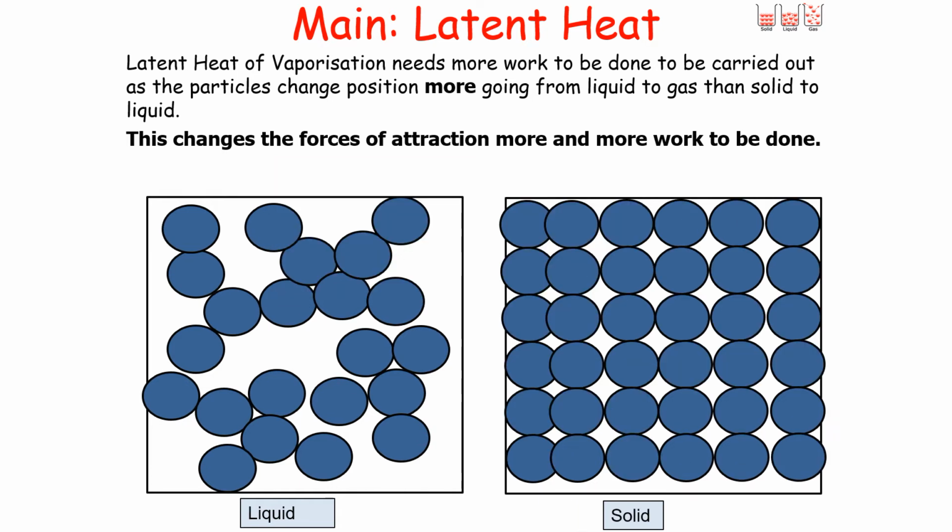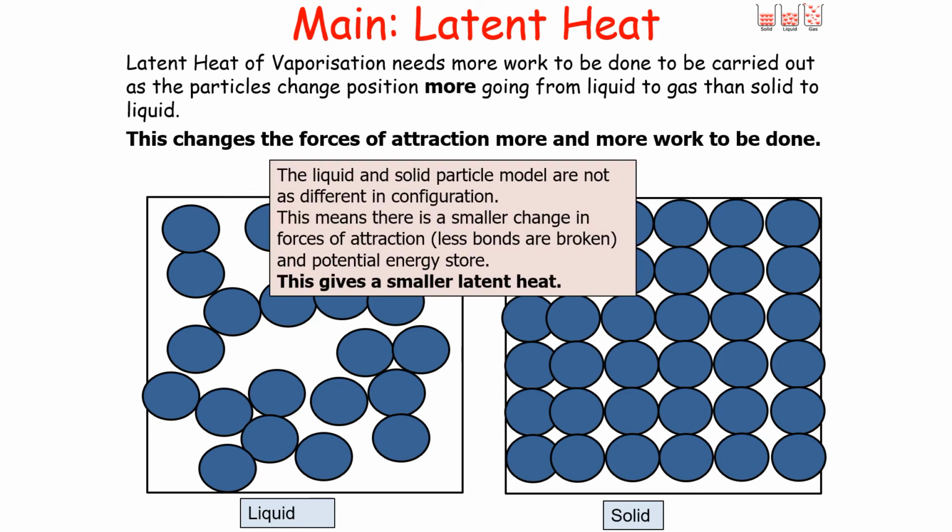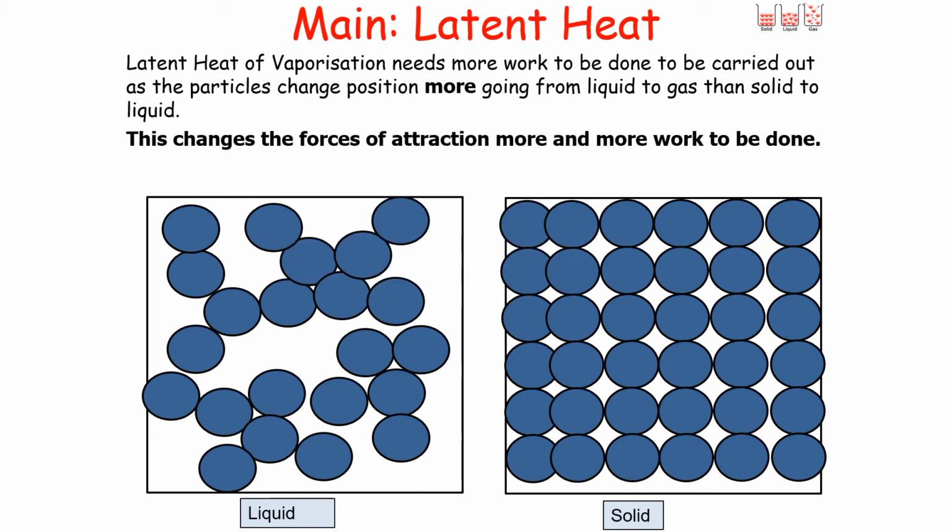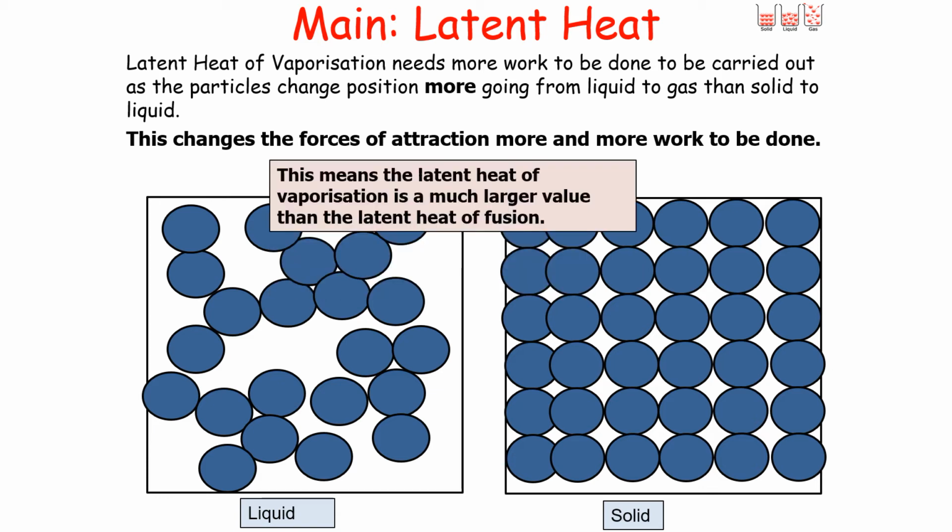Whilst if you have a liquid to a solid, or vice versa, the liquid and solid particle models are not that different in configuration. So there's a smaller change in forces of attraction, so fewer bonds are broken, and the potential energy store changes less, so it gives a smaller latent heat. So this tells us that in fact the latent heat of vaporization is a much larger value for a substance compared to the latent heat of fusion.